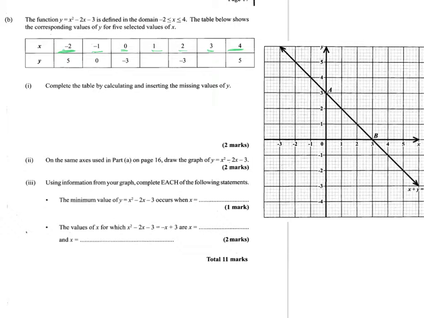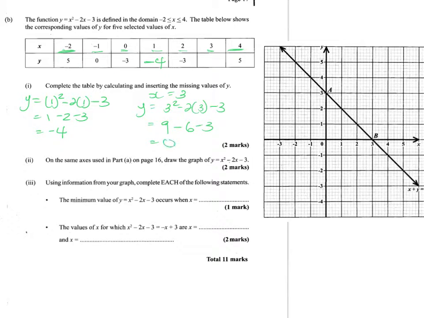So when x is 1, we get that y is equal to 1 squared minus 2 by 1 minus 3. That gives us 1 minus 2 minus 3, which gives us minus 4. And when x is 3, we get that y is equal to 3 squared minus 2 by 3 minus 3, and that gives us 9 minus 6 minus 3, which gives us 0.